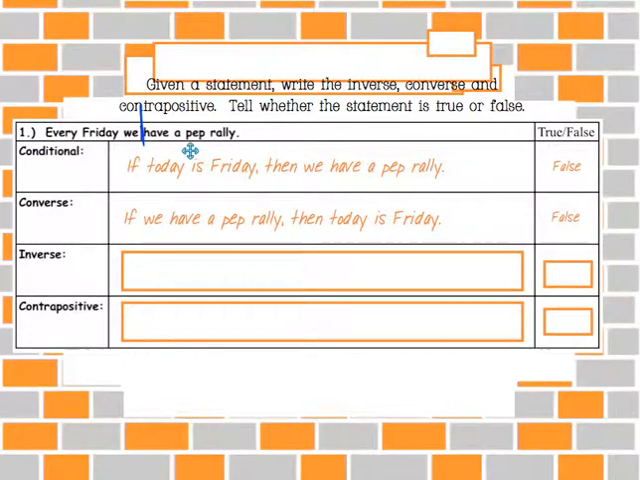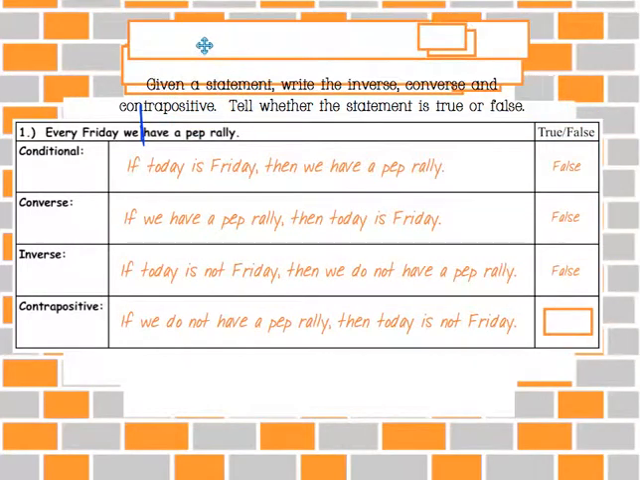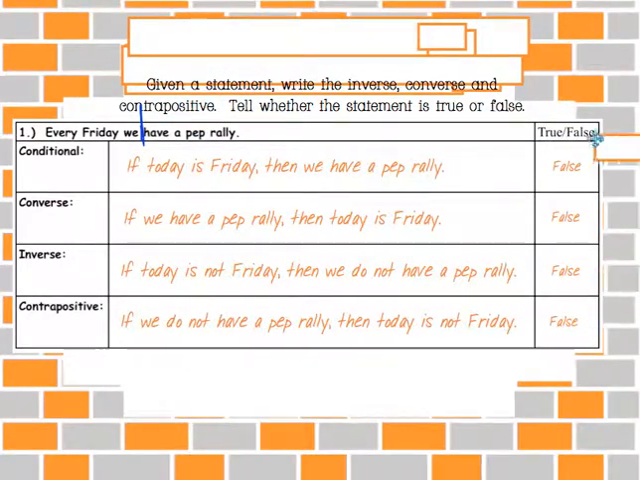The inverse is where we put not in. So if today is not Friday, then we do not have a pep rally. Also false, because you could have it on a different day. The contrapositive is when you flip it and negate it. So if we don't have a pep rally, then today is not Friday. That is false. And again, if you need time to write that, you'll pause the video.